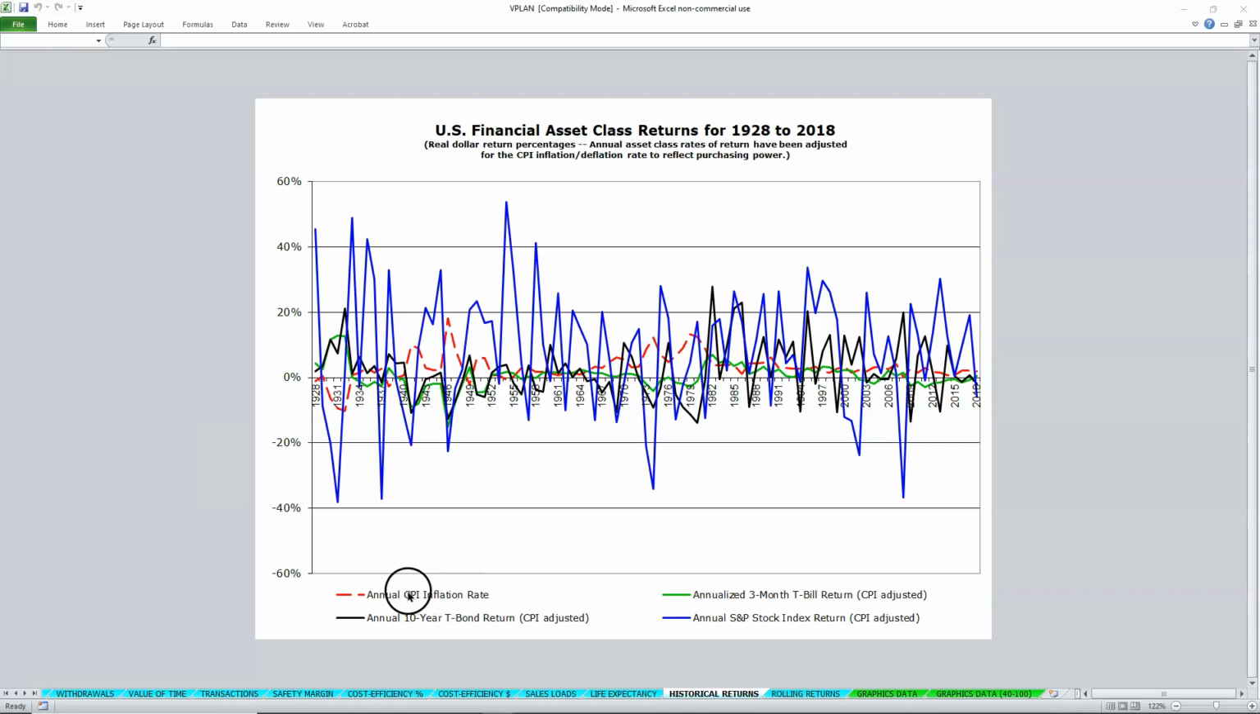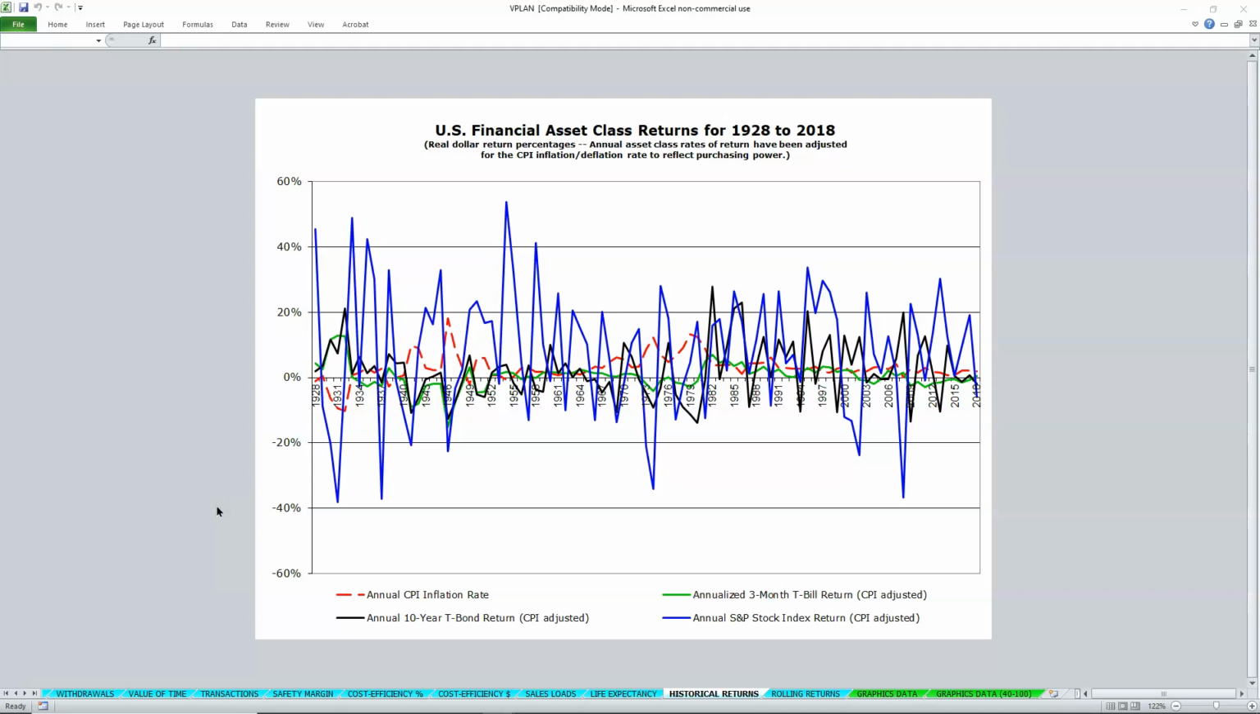On this graphic, annual CPI inflation rates are indicated by the dashed red line. The 90-year compounded annual U.S. CPI inflation rate has been 2.98% or very close to 3%.